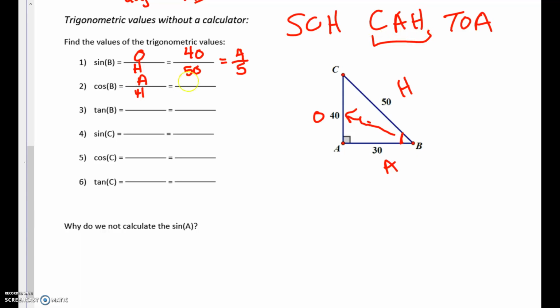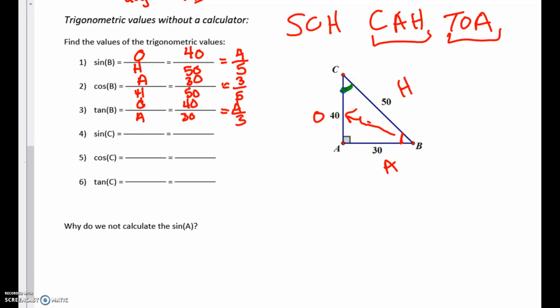Well, my adjacent side here is 30, and my hypotenuse is 50, so that reduces to 3/5. And tangent is opposite over adjacent, right? Here we are, tangent opposite over adjacent. Well, my opposite side is 40, my adjacent side is 30, which means that my answer here is 4/3. That's my ratio. Now let's see how all this changes when I look at angle C.